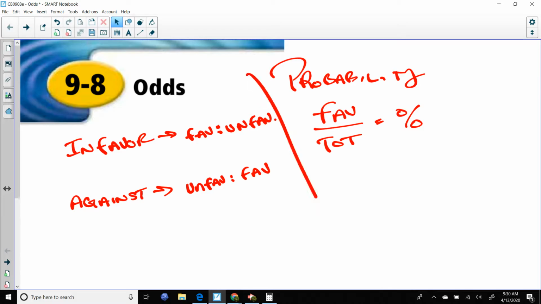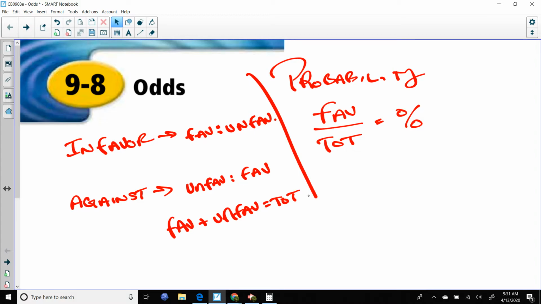Now, for probability, the difference is we use a total. If you added together favorable plus unfavorable, you would get the total. And that's the difference between odds and probability. Probabilities are using favorable over total. Odds are using favorable first and unfavorable second, so like 9-1 or 6-4. And it would be 6-4 against if unfavorable was 6 and favorable was 4, something like that.